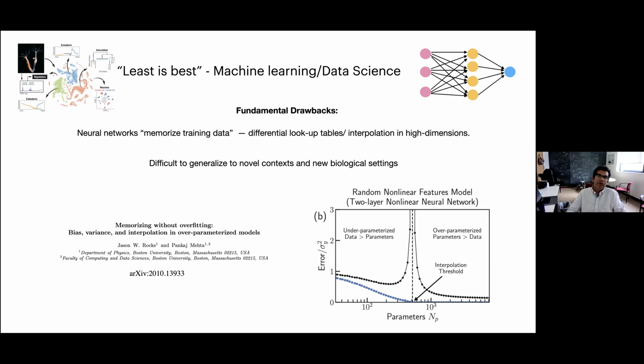one of the things we are pretty confident of now is that we should think about modern neural networks as something that does interpolation. They're almost like differential lookup tables. And this idea that they're interpolating and basically serving as lookup tables means that it's hard for them to generalize to novel contexts, and in particular novel biological settings where you don't already have data.